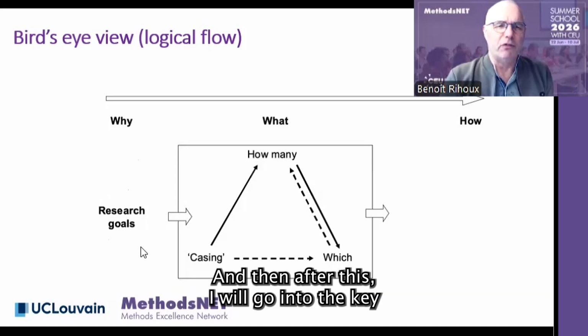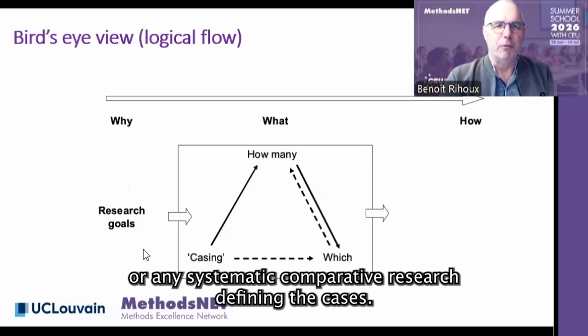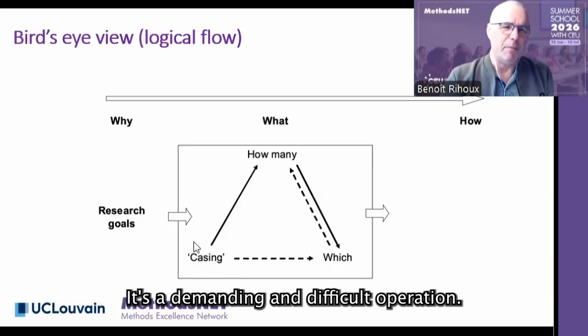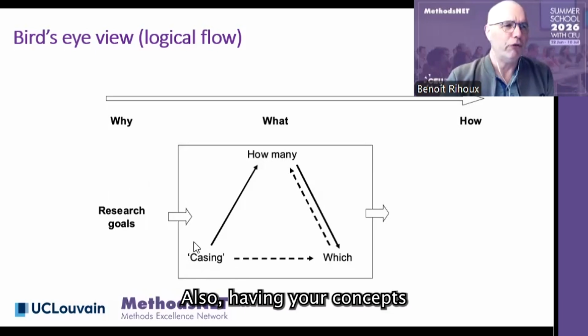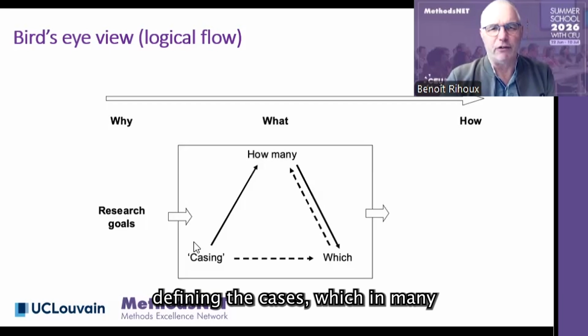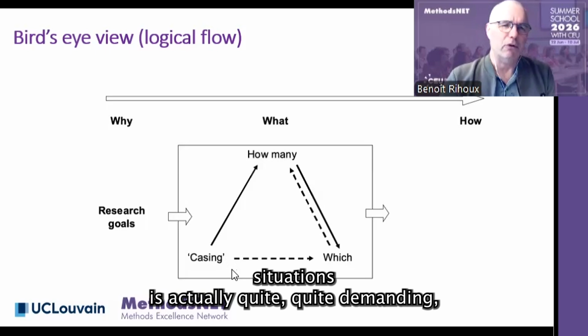And then after this, I will go into the key operations of any systematic comparative design or any systematic comparative research, defining the cases. That's called casing. It's a demanding and difficult operation. Also having your concepts match your empirical observations, defining the cases, which in many situations is actually quite demanding.